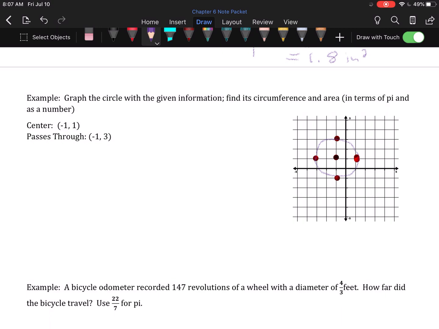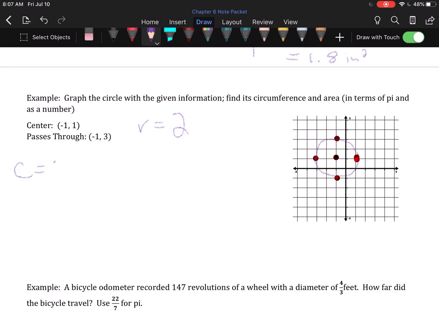It's not going to be a perfect circle, and it doesn't need to be. So long as I see all 4 points and curved surfaces connecting them, not line segments, we're good. So we've graphed the circle. Find its circumference and area. So the thing we need to know for that is the radius. How far from the center to the edge? 2 units.